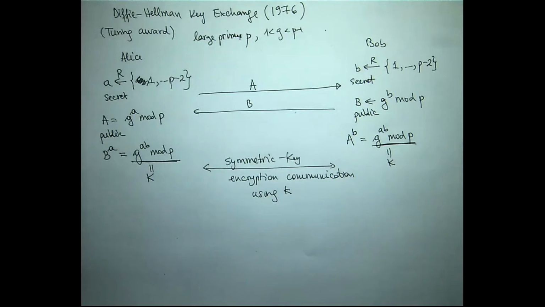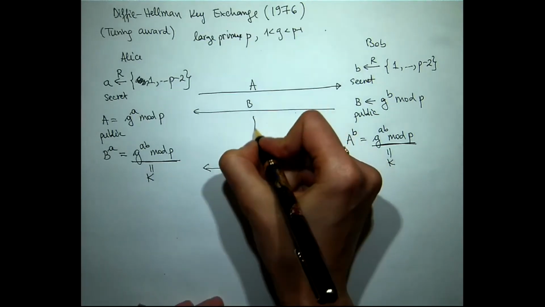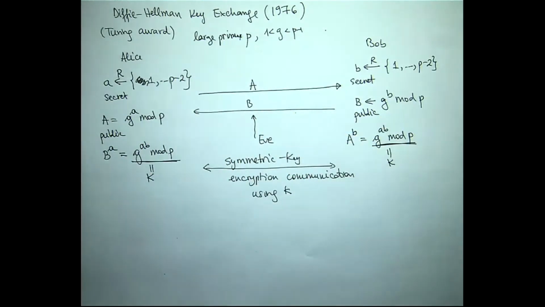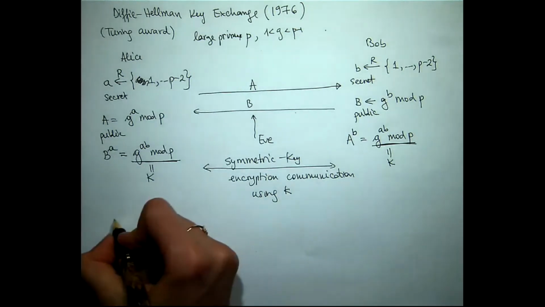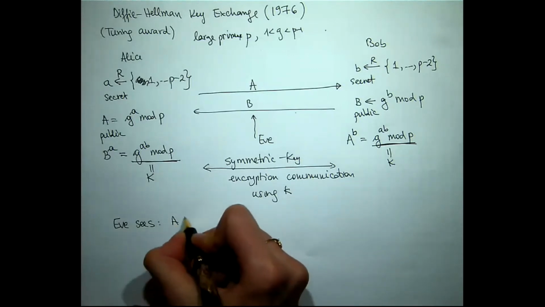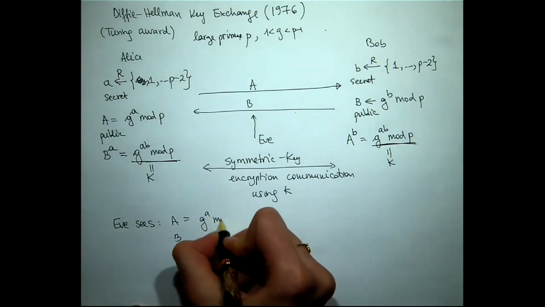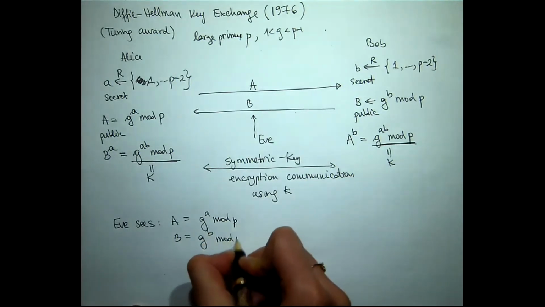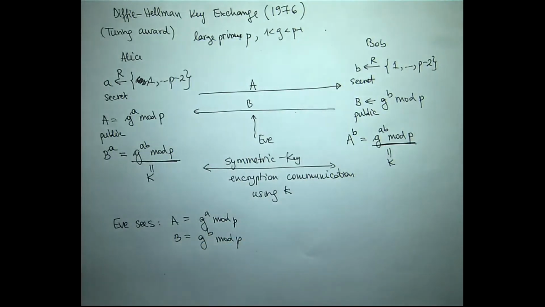Now, the important point here is to make sure that if an Eve was watching throughout this process, she won't know what K is. So let's see what Eve gets to see. Eve sees A and B. Well, A is G to the A modulo P, and B is G to the B modulo P. Why can't Eve compute K?